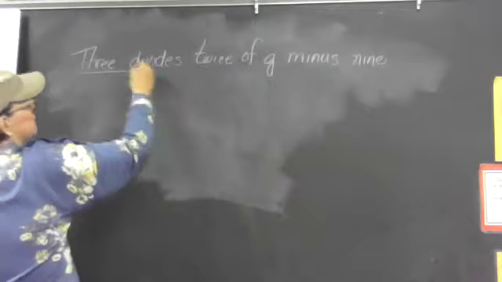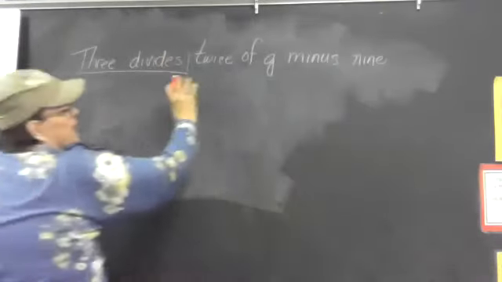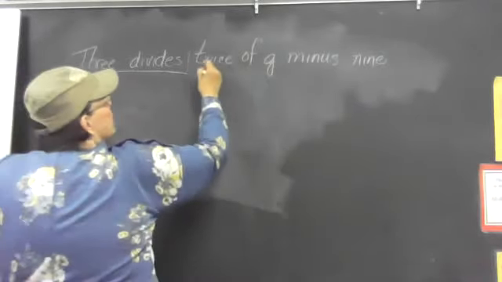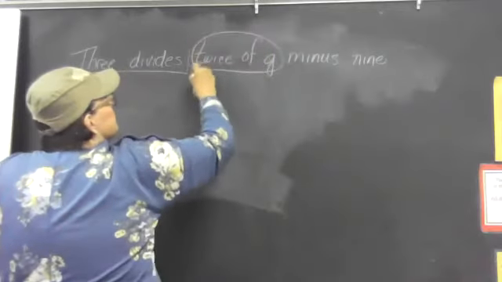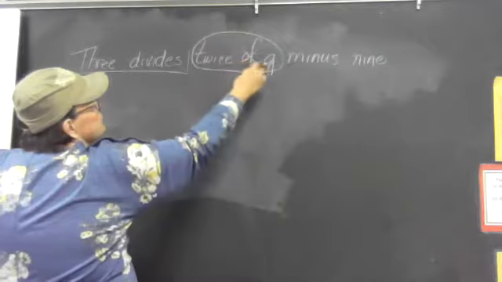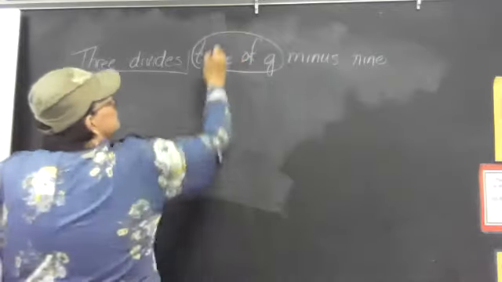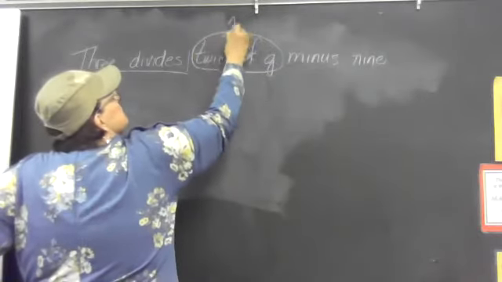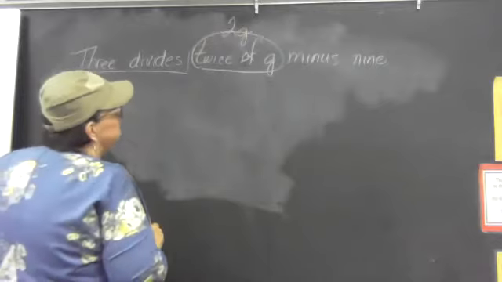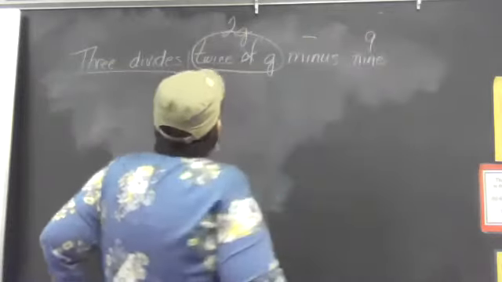Okay, this is kind of confusing. 3 is going to divide all this stuff. So let's write twice G. I don't know why they did the of. Usually they'll write twice G. But the of means times, so it's okay. So twice G is 2 times G. Okay? Minus means minus, and 9, of course.